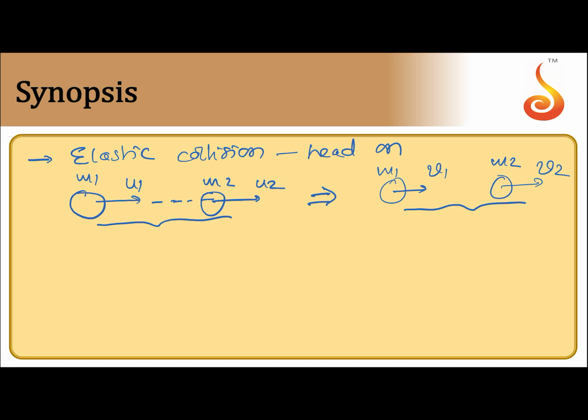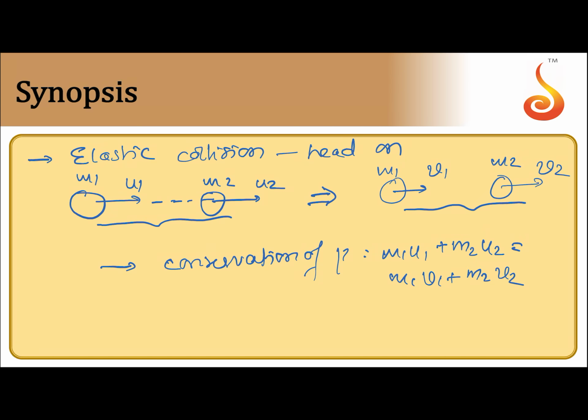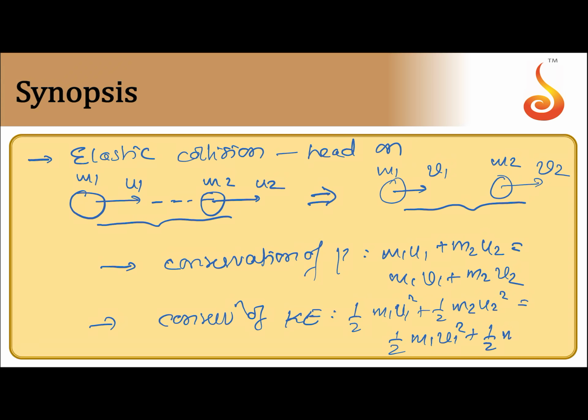Then the two key ideas to remember are conservation of momentum: m1u1 plus m2u2 is equal to m1v1 plus m2v2. And conservation of kinetic energy: half m1u1 square plus half m2u2 square is equal to half m1v1 square plus half m2v2 square.